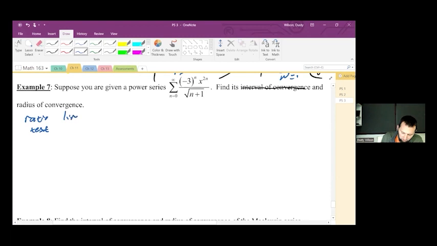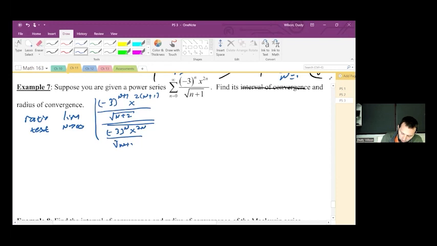So we need the limit as n goes to infinity of the next term out, absolute value. So I have the next term out, so -3 to the n plus 1 times x to the 2 times n plus 1 over square root of n plus 2, divided by the whole quantity, -3 to the n times x to the 2n over square root of n plus 1, all in absolute value. Whew.